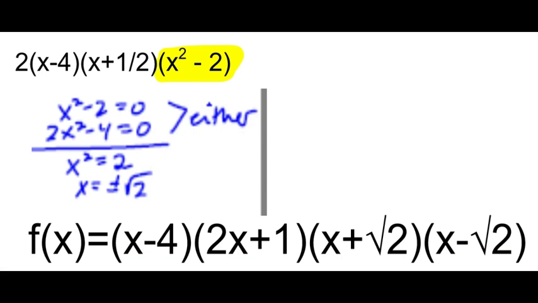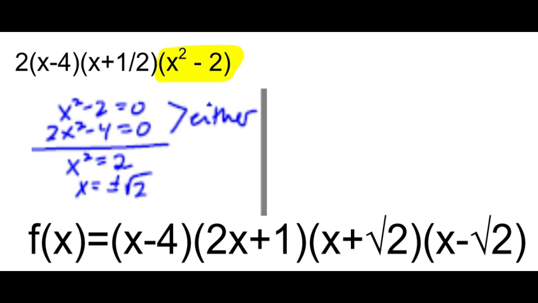Okay, so from there, we can write out the full linear factorization. Since I've got the 2 roots of plus or minus root 2, I wrote those out at the end. It's x plus root 2, x minus root 2. You can see that I've got the x minus 4. I used 2x plus 1. And the reason I did that, instead of using x plus 1/2, is because I want to make sure that I have the same leading coefficient in the end.